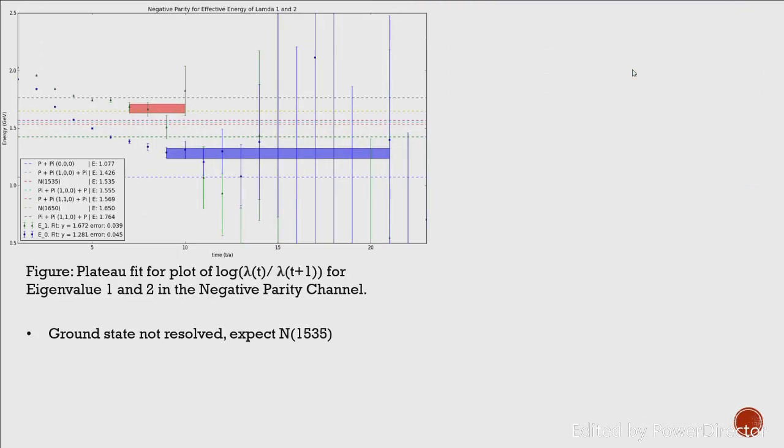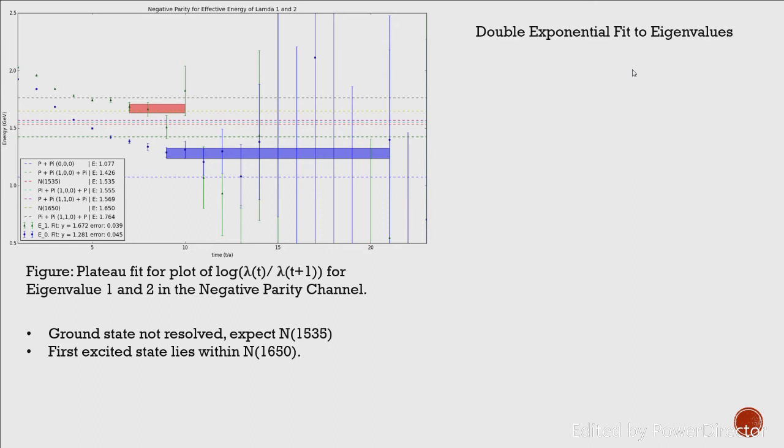For the negative parity channel, our ground state does not seem to correspond to any known state, but again the data is very noisy. The first excited state, however, does lie within the region of the N1650.